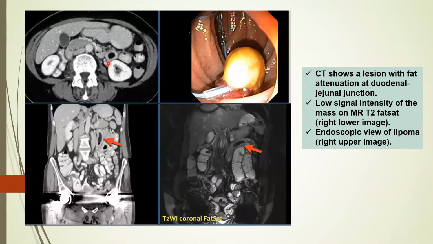This is a case of jejunal lipoma. It appears as a low density lesion on CT and a low signal mass on fat-sat MR. On endoscopy, it appears as a yellowish mass.